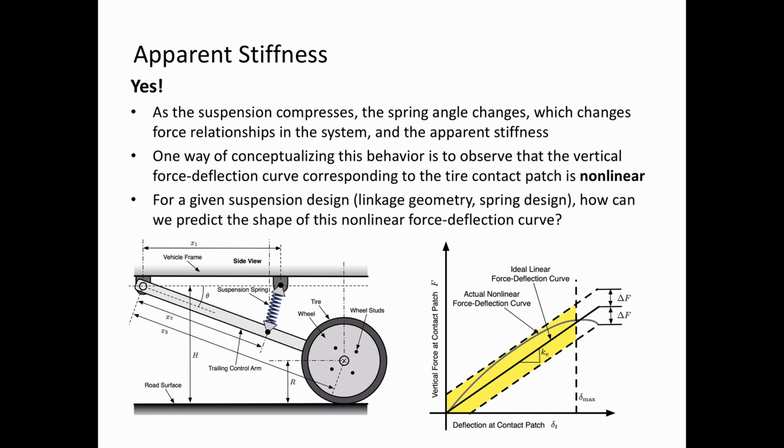So what we need to be able to do for your design project is take a given suspension design, including the linkage geometry and the design of the spring, and predict for that design the shape of this nonlinear force deflection curve. If we have that shape, then we can evaluate whether that design is appropriate.